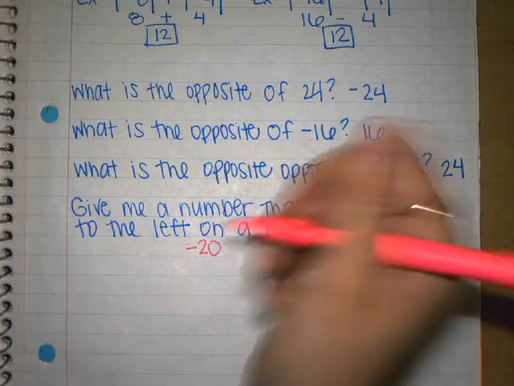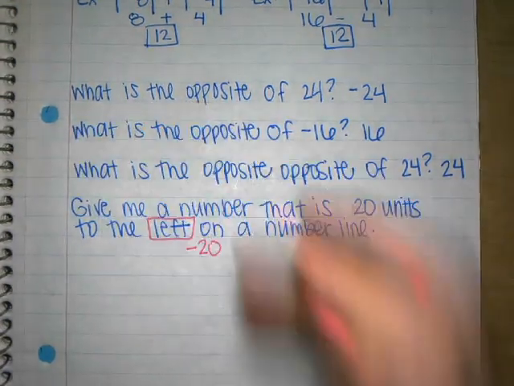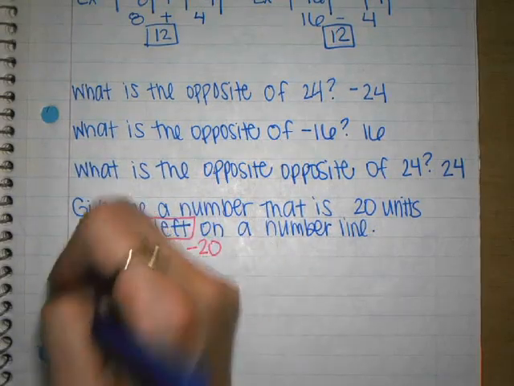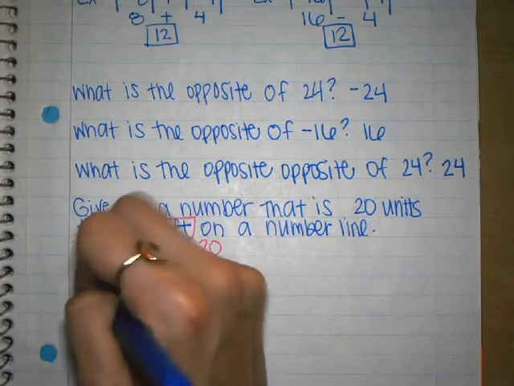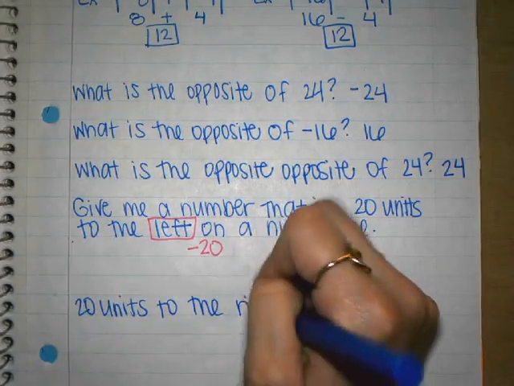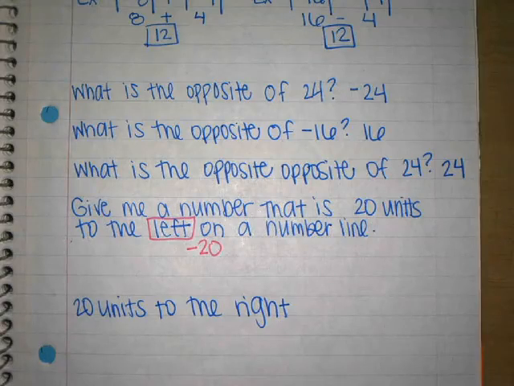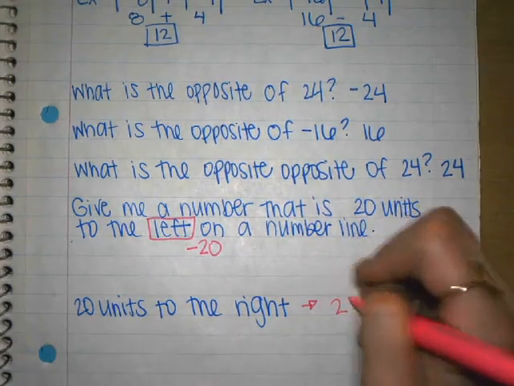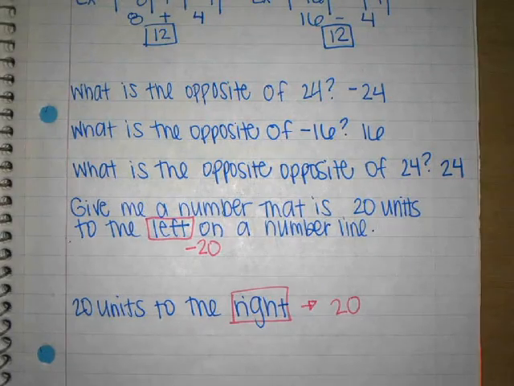Because negative is always on the left side of the number line. Absolutely. It's to the left. On the left side is negative numbers, which means it's negative 20. What if I would have flipped this around and I would have said 20 units to the right? What would 20 units to the right have been, everyone? 20. That just would have been a positive 20 because to the right is positive.